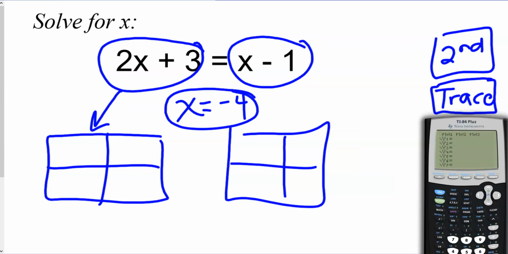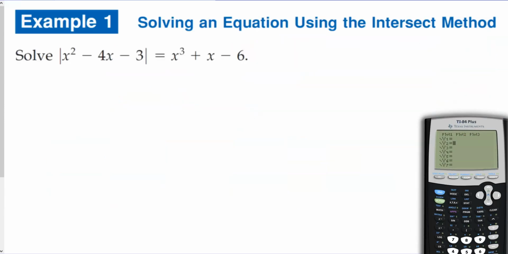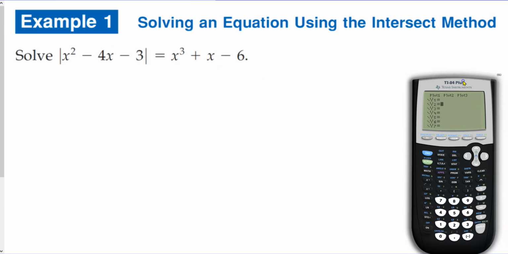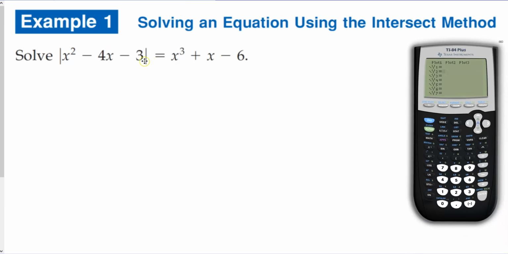Let's look at an example that's not so easy. So here is a big equation that you're being asked to solve. It's the absolute value of all this on the left-hand side and x to the third plus x minus 6 on the right-hand side. That's a little more complicated than the last problem. So we're going to use our new method to figure out what the solution to this equation is.